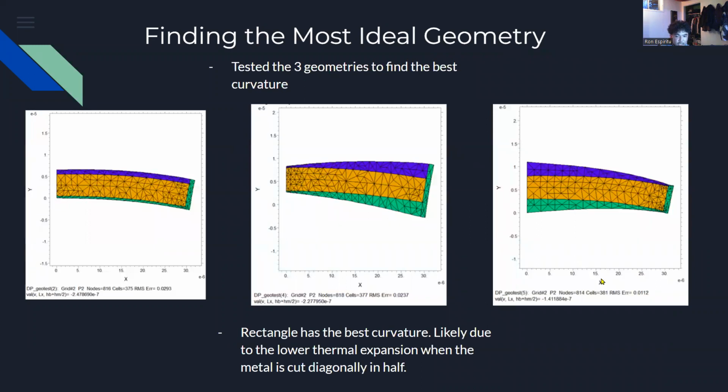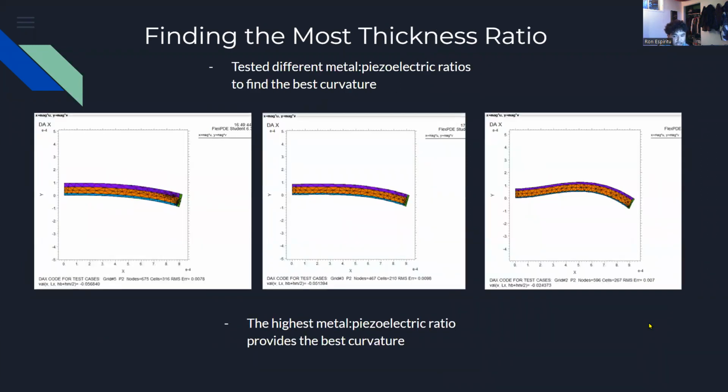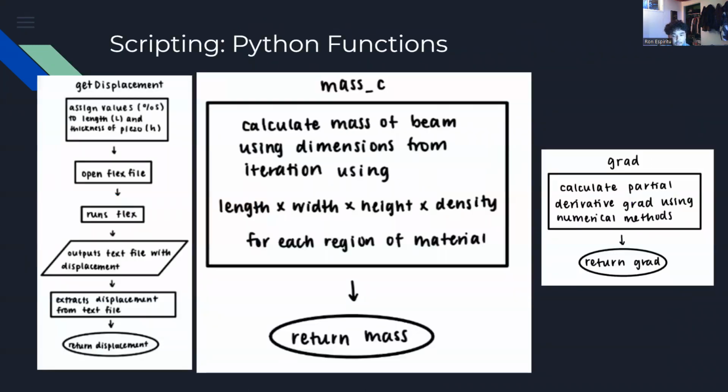It was discovered that the rectangular geometry produces the best curvature. And the best thickness ratio was calculated by testing each case. And it was found that a higher metal to piezoelectric thickness was ideal. So scripting was done to determine the best material dimensions.